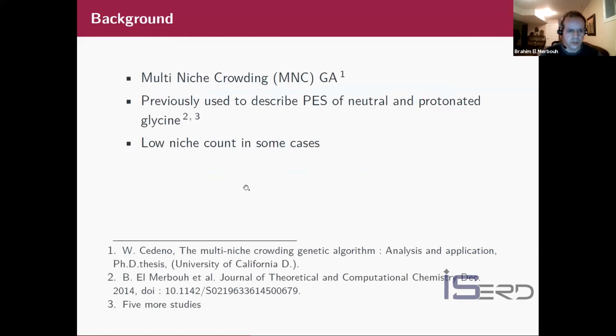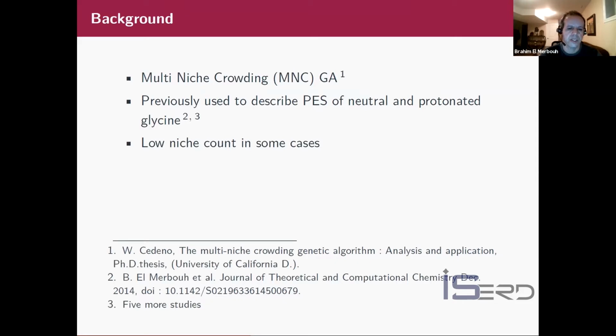So in previous studies, we have used an algorithm called the multi-niche crowding genetic algorithm, which is basically a type of multimodal genetic algorithm, to describe the PES of neutral and protonated glycine, and also for different, more complex molecular systems. In those studies, the algorithm showed that it is capable of locating all the minima for those molecules in the PES, but in some cases we observed that the niche count was quite low.